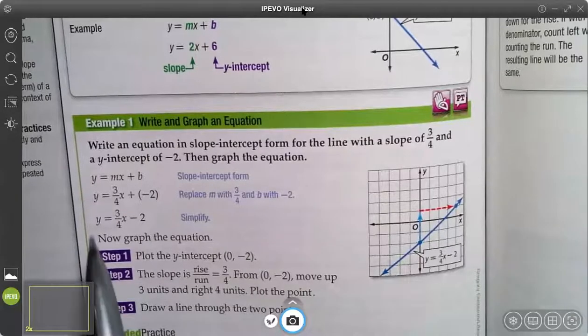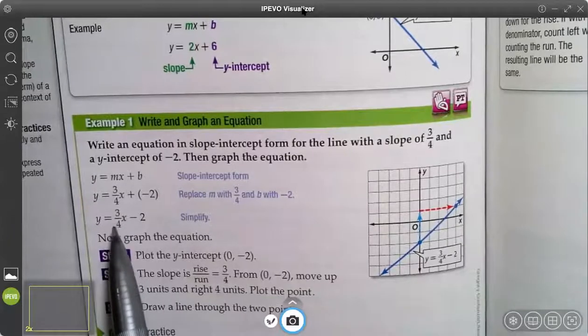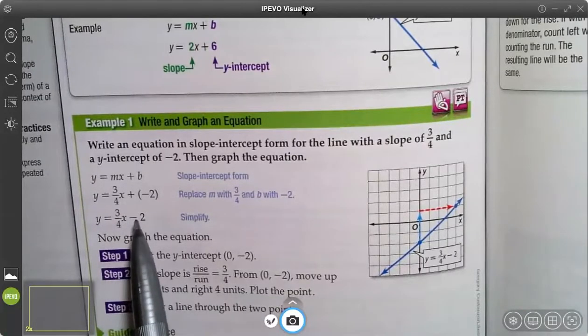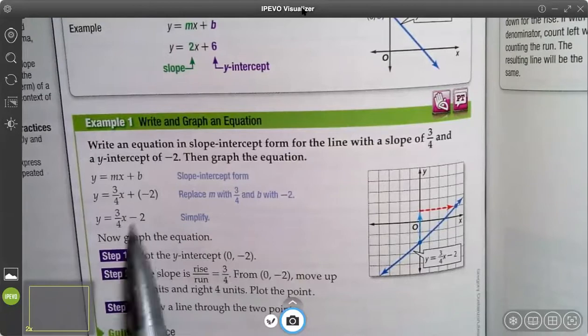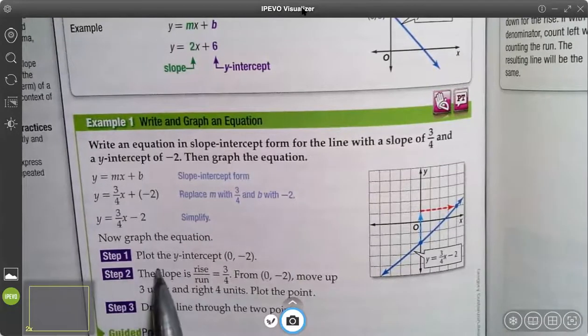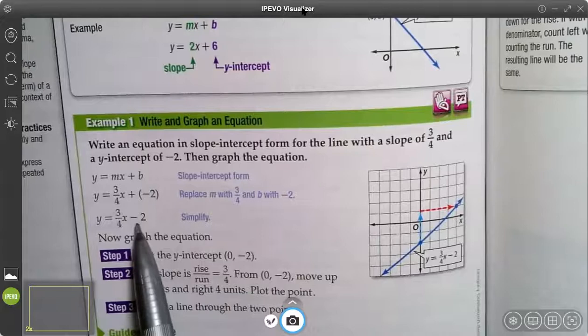Here is an example of an equation in slope-intercept form. Y equals 3/4 x minus 2. Before the x is my slope, 3/4. After the x is my y-intercept, -2. Step 1, plot the y-intercept. It says the y-intercept is -2.